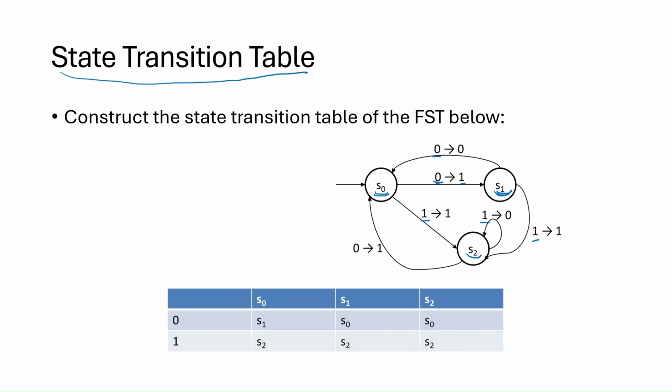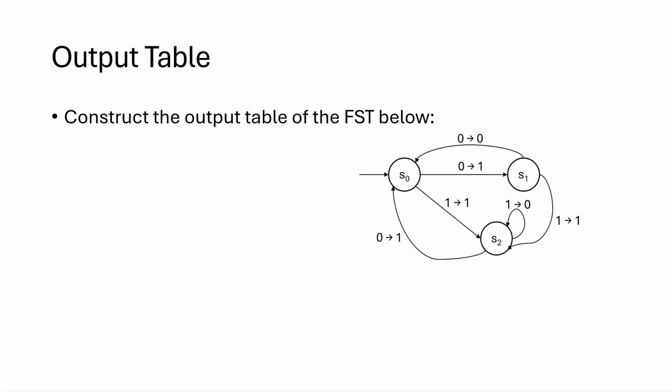All of that can be summarized in this table. If the current symbol is a 0 and we are at S0, we go to S1. If the current symbol is a 0 and we are at S1, we go to S0, and so on and so forth. So it covers all the 6 possible transitions. Now, for the output table, we don't include the transition information, and we only include the output symbol. Given what the current state is and what the current input symbol is, we want to know what the output symbol will be.